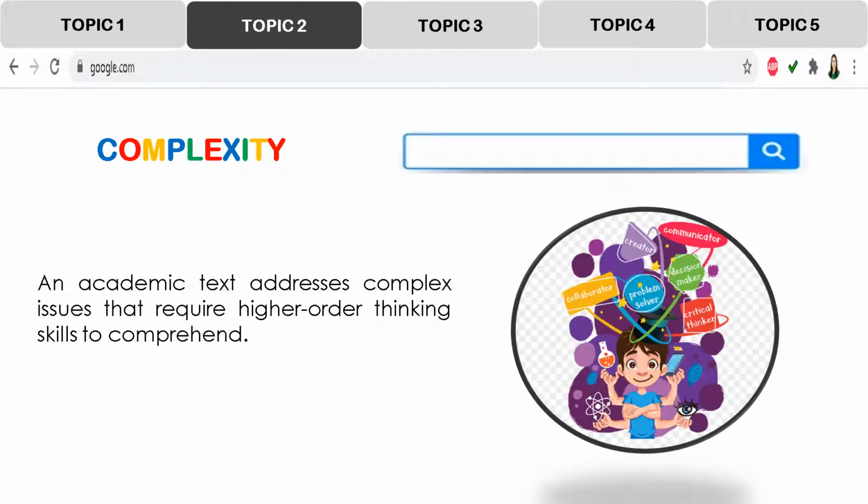Next is complexity. What is meant by complexity in academic writing? An academic text addresses complex issues that require higher order thinking skills to comprehend. Remember that your audience here are professionals, including teachers, professors, scientists, and many more.